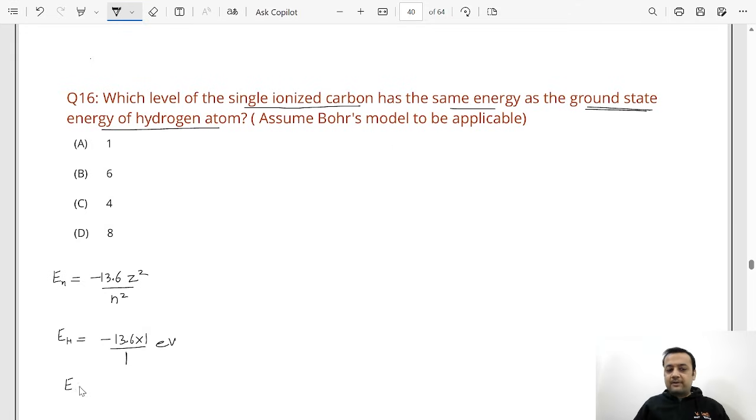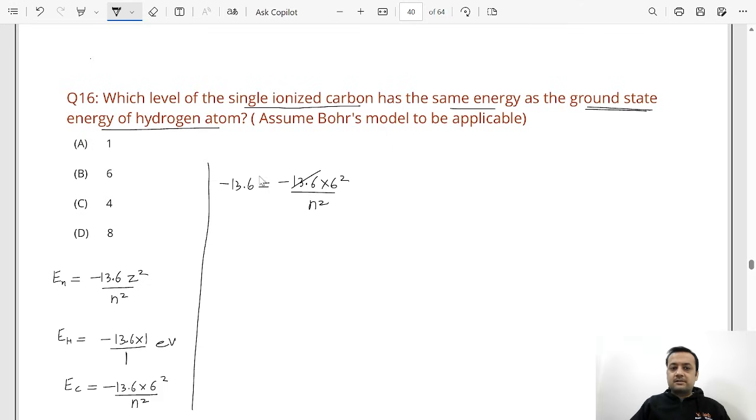For carbon, that will be minus 13.6 into Z, which is 6 for carbon, and let us say the nth level, which is what we have to calculate. I'm putting this as n itself. The question wants these two things to be equal. So minus 13.6, which is for hydrogen, should be equal to minus 13.6 into 6 square by n square. That means you can see that n will be nothing but 6 itself. So very easy question again. Option B will be the correct answer for this question.